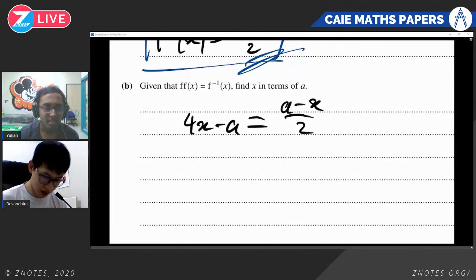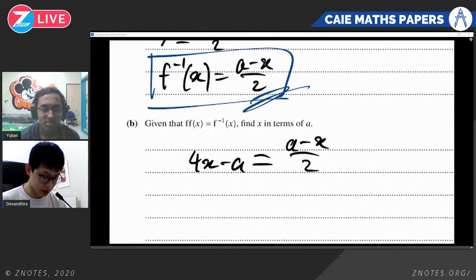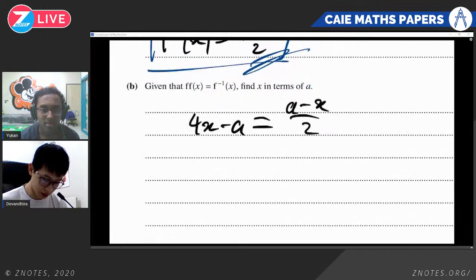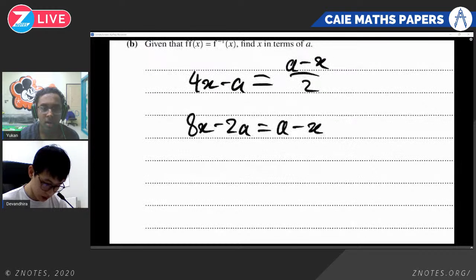All right. So as the question said, we just have to equate them and find what x is. So let's multiply to both sides here. 8x minus 2a is equal to a minus x. Move everything to one side, every x to one side, and every a to one side. We have 9x is equal to 3a. Agree?